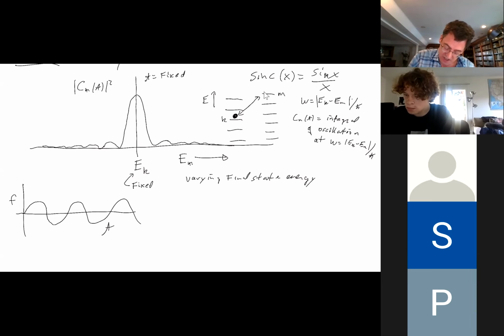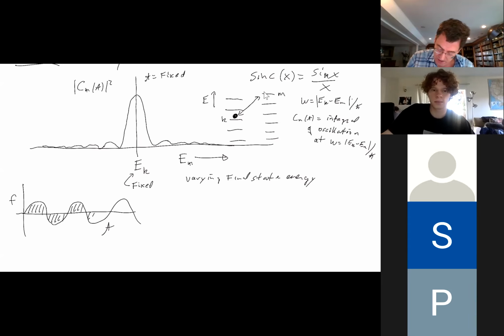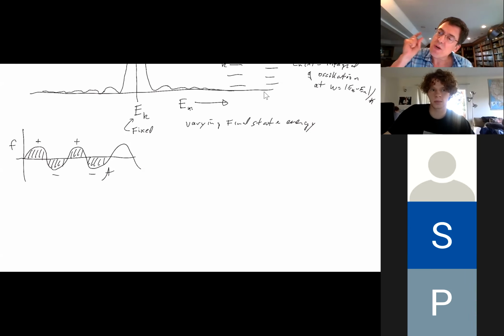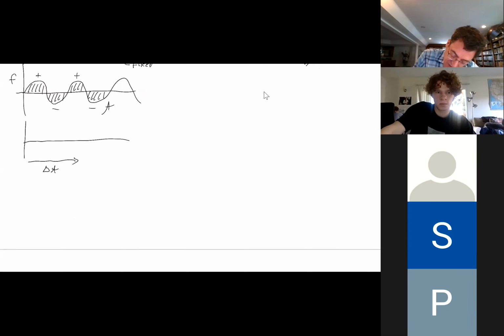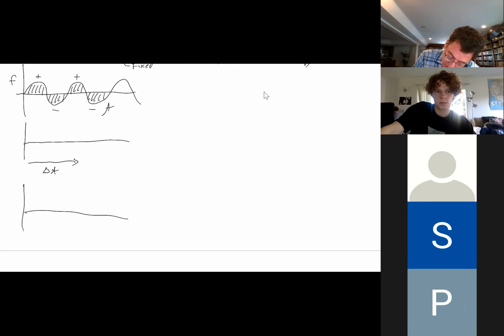But I want everyone to see it. An integral is just the area under the curve, right? And the area here is plus, and here it's minus, plus, minus. So if I integrate an oscillatory function, the area under the curve is zero. But remember that we're integrating for only a short time, so let's call this delta t. I have two cases, and this is an important insight, at least in my opinion.